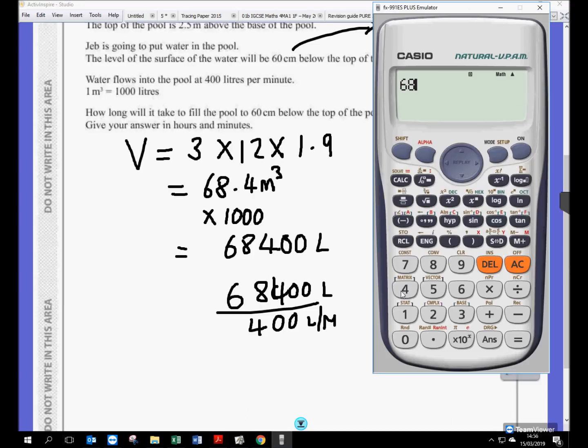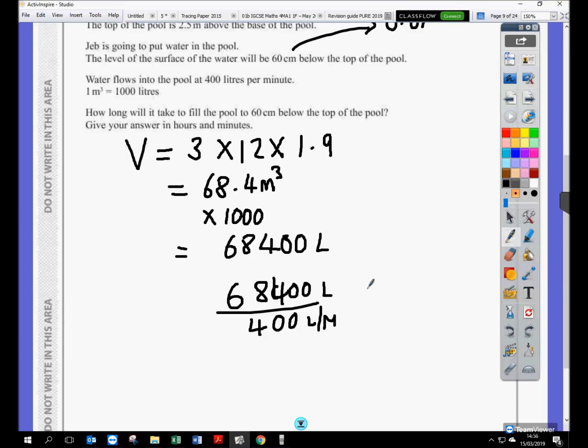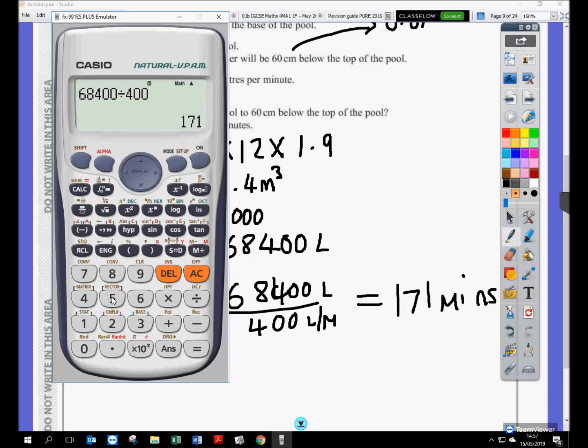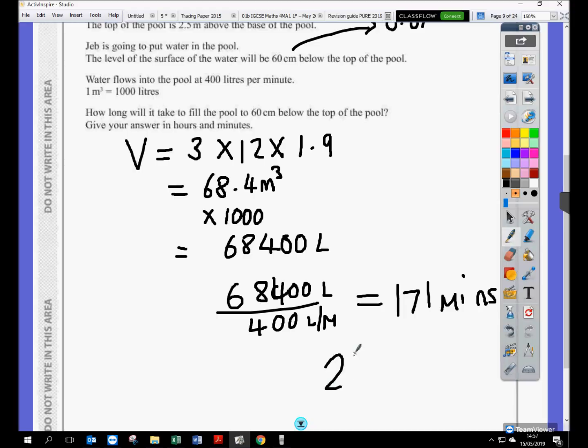So if we divide that, 68,400 divided by 400 gives us an answer of 171 minutes. That's because we're dividing liters by liters per minute, so it will work out the answer in minutes. However, the question says give your answer in hours and minutes. Now you can work this out quite easily. There is a button on the calculator that does this, which is the time button. So 0 hours and 171 minutes. Press equals, that's 2 hours and 51 minutes according to the calculator.